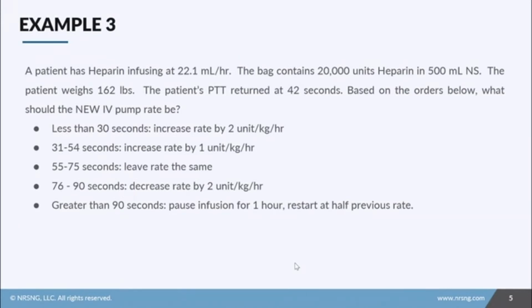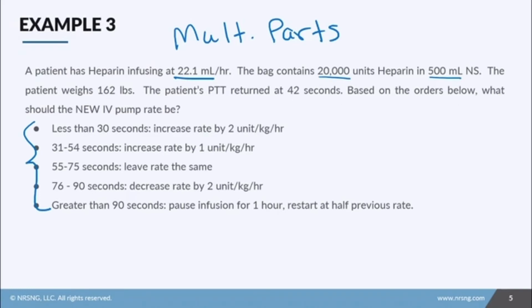This is going to require multiple parts because not only do you have to figure out what's currently going on, but you have to interpret an order, implement it, and then find the new rate. So let me read you the question. A patient has heparin infusing at 22.1 milliliters per hour. The bag contains 20,000 units of heparin and 500 milliliters of normal saline. The patient weighs 162 pounds. The patient's PTT returned at 42 seconds when we tested it. Based on the orders below, what should the new IV pump rate be?